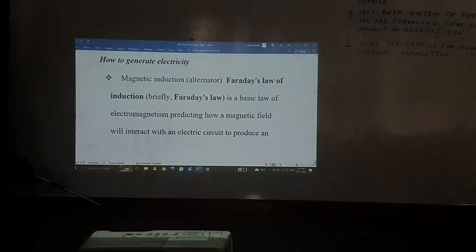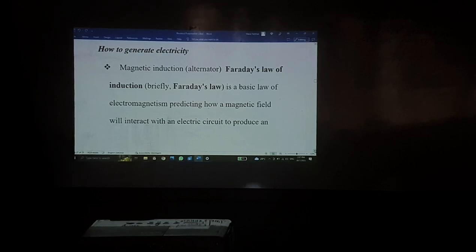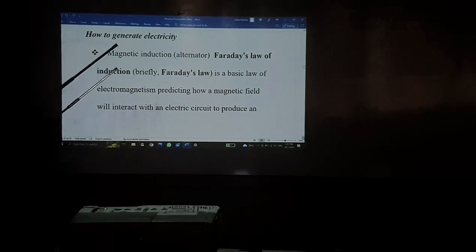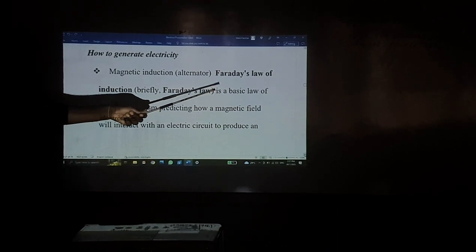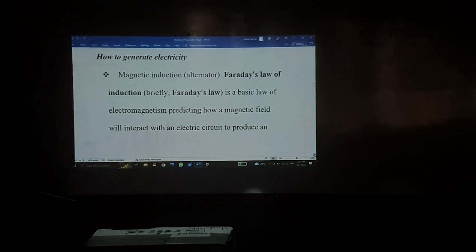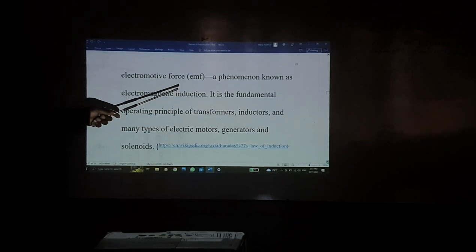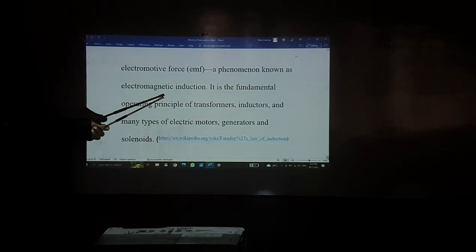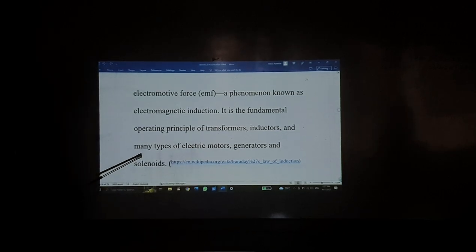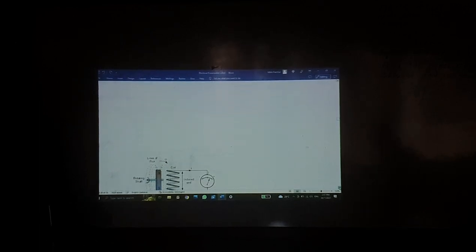When we generate electricity by a method called magnetic induction, that's how the alternator generates electricity, because we are looking at motor vehicle application. So Faraday's law, what is the law? Faraday's law of induction. Briefly, Faraday's law is a basic law of electromagnetism, predicting how a magnetic field will interact with an electric circuit to produce an electromotive force, a phenomenon known as electromagnetic induction. It is a fundamental operating principle of transformers, inductors, and many types of electric motors, generators, and solenoids.